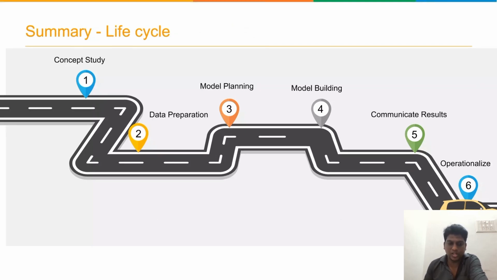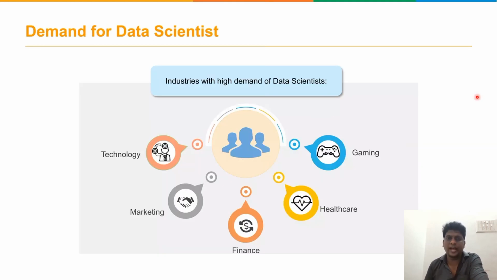Summary. The first one is concept study, then data preparation, the third is model planning, the fourth is model building, the fifth is communicating the results, and the final one is operationalize. There is a huge demand for data scientists in the fields of gaming, healthcare, finance, marketing, and technology centers.